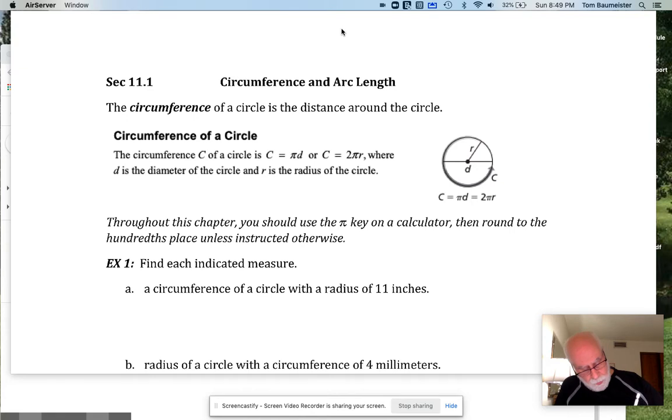So here, I did put this in here because it probably will be important to us. Throughout this chapter, you should use the pi key on your calculator, then round to the hundredths place, which is two places after the decimal, unless instructed otherwise. My reason for putting that in is because, remember, when we do the homework on the website, it's pretty particular. So try to make sure that you do that, okay?